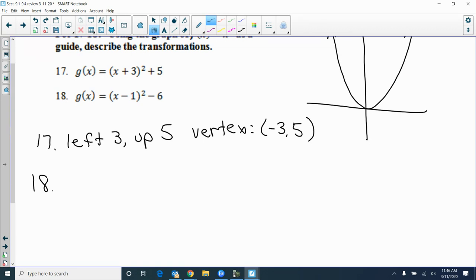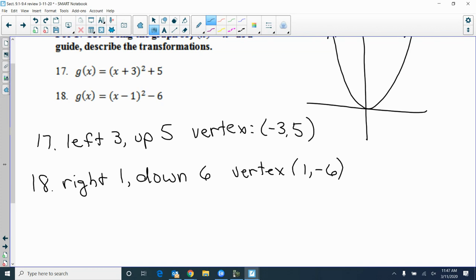18, Brooke, what do you think? Right 1, left 6. Watch what you're saying there. Say it again. Right 1, left 6. You can't go right and then left. This one is right 1, down 6. There we go. I think that's what you meant. Right 1, down 6. Vertex is 1, -6.